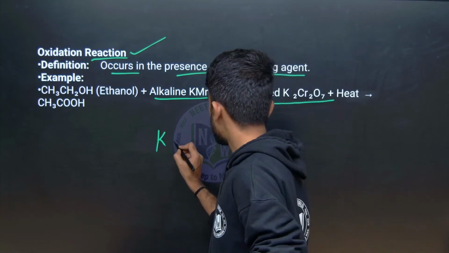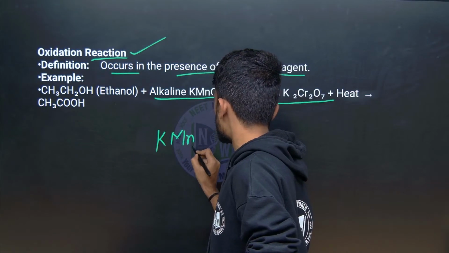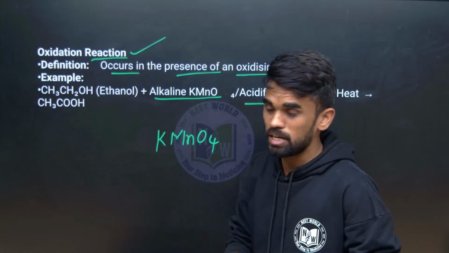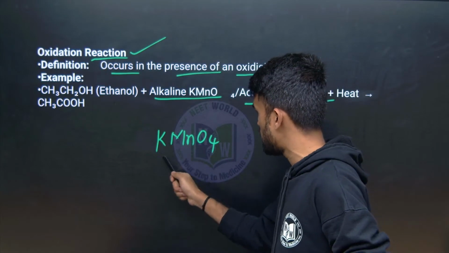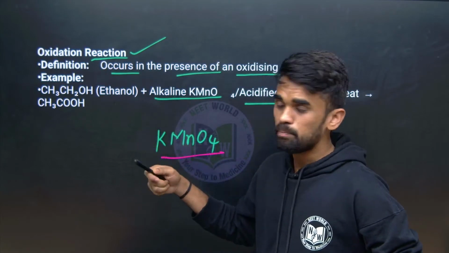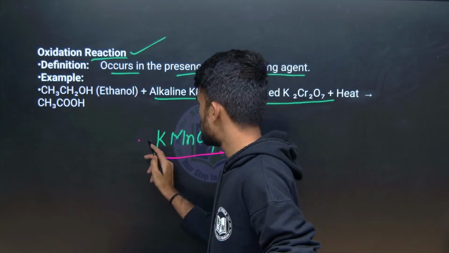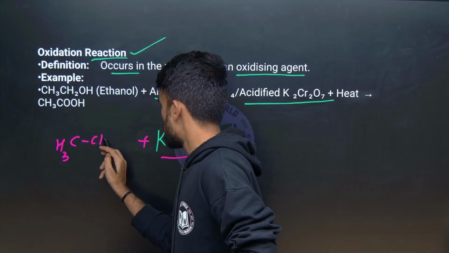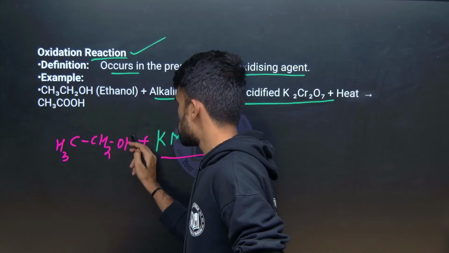So I am writing KMnO4. Okay, so this is alkaline, it means basic medium. The reagent, the oxidizing agent KMnO4, is taken in basic medium, that is what alkaline means here. So these will be used to treat with this ethanol. Okay, so now what happens?